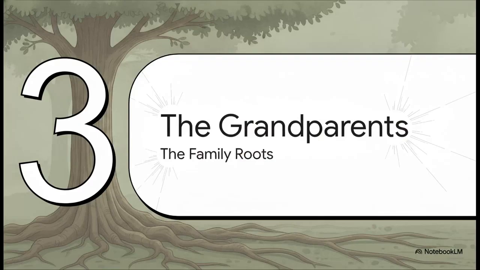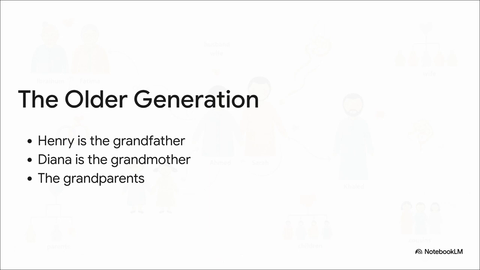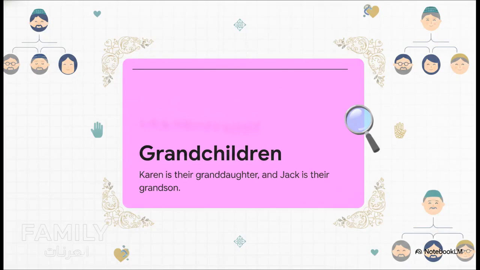Let's head up the tree for section 3, the grandparents. Right at the very top of our tree, we find Henry and Diana. They're basically the foundation of this whole family unit. Following the same pattern we just saw with the parents, Henry is the grandfather and Diana is the grandmother. Together, they are the grandparents. And here's a super helpful trick. Just remember that adding the prefix grand literally just means you're going one generation higher than the parents. Easy, right? And of course, when Henry and Diana look back down two generations, those kids become their granddaughter and grandson. Karen is their granddaughter and Jack is their grandson.